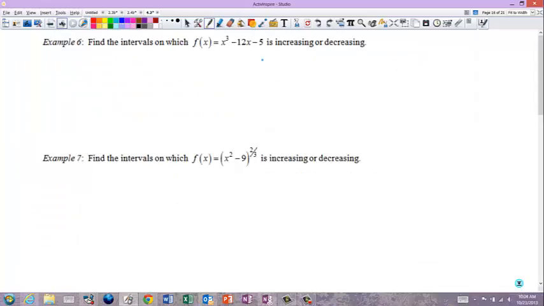Find the intervals on which f of x is increasing or decreasing. To find increasing or decreasing, you do it the same way you'd find maxes and mins. You just take the derivative, 3x squared minus 12, set it equal to 0. 3x squared equals 12, divided by 3, x squared equals 4, take the square root, x equals plus or minus 2.